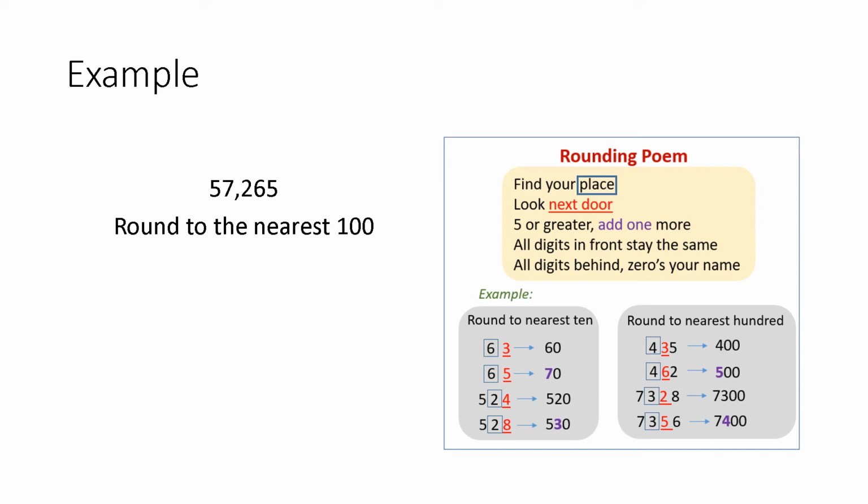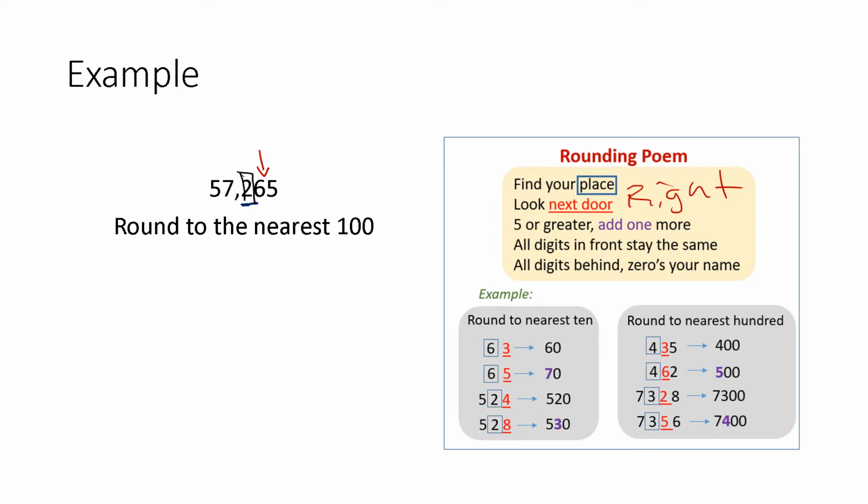Okay, let's say we have 57,265, and we need to round it to the nearest 100. So first step, find your place. What number is in the hundreds place? That's our 2 right there. Find your place, and then look next door. What number is next door to the right, always to the right, of our hundreds place? Well, that's our 6 right here. The 6 is what's going to tell our number in our place, our 2 in this case. He's going to tell the 2 what to do.